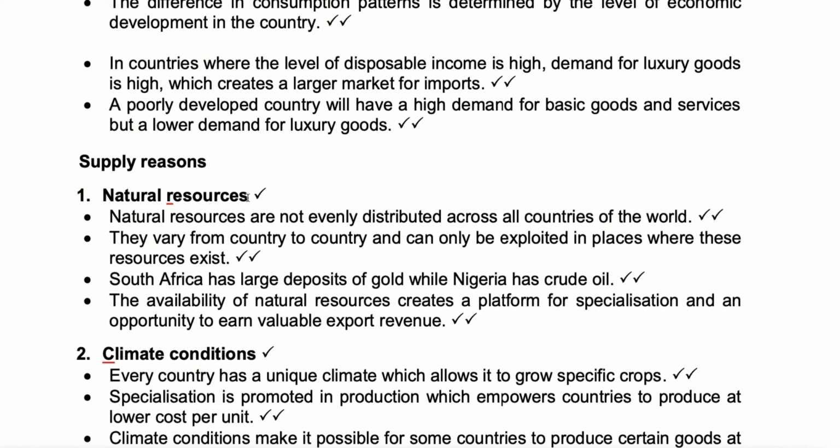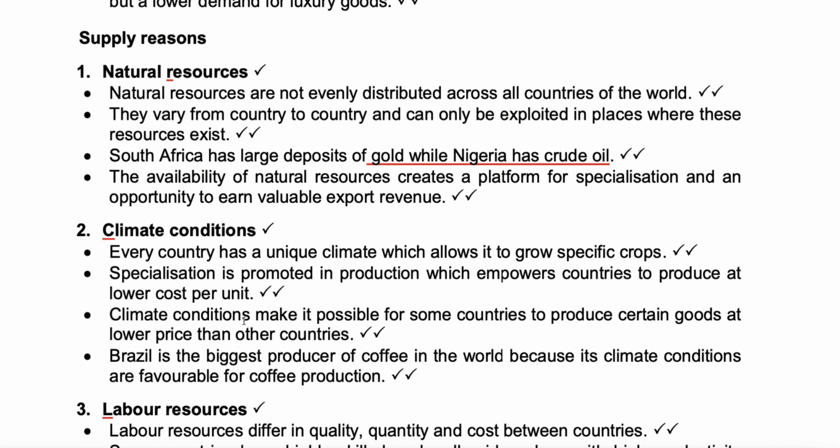Right, so let's look at R, resources. How can they cause international trade? Well, they are unevenly distributed. So a country that has gold will export gold and import crude oil. I used this example yesterday and I'm seeing it here.